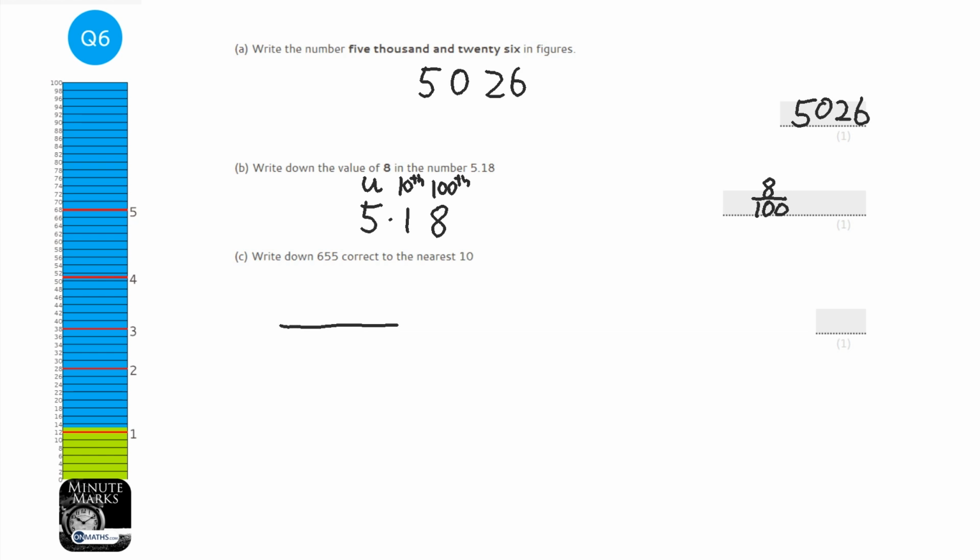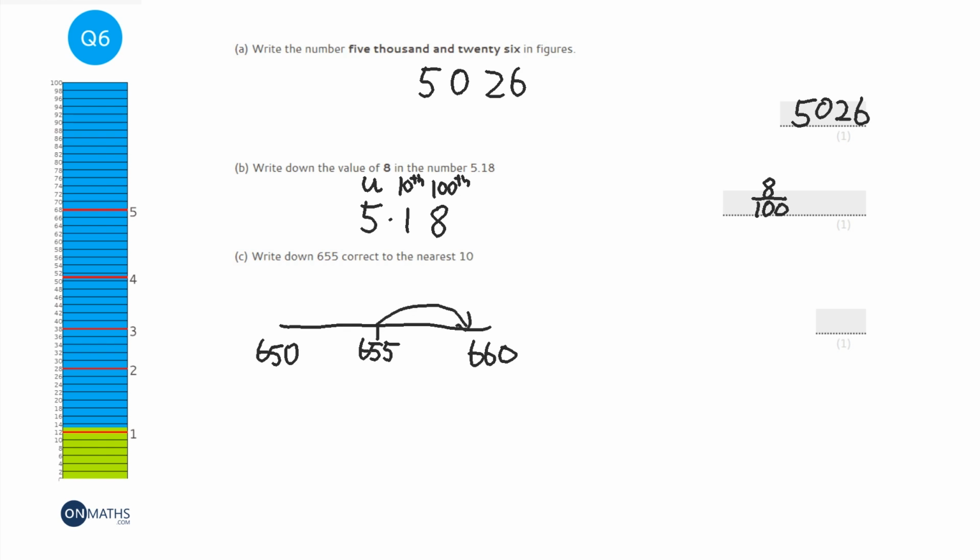655, if we just do a quick number line, 655, the next 10 up is 660. And the next one down is 650. So those are the two it can round to. This 655 is bang on halfway, and if they are halfway, they round upwards. So the answer is 660. If it was any less, if it was 654, it would round down. So if the last number, if that number there is 5 or more, it will round up.